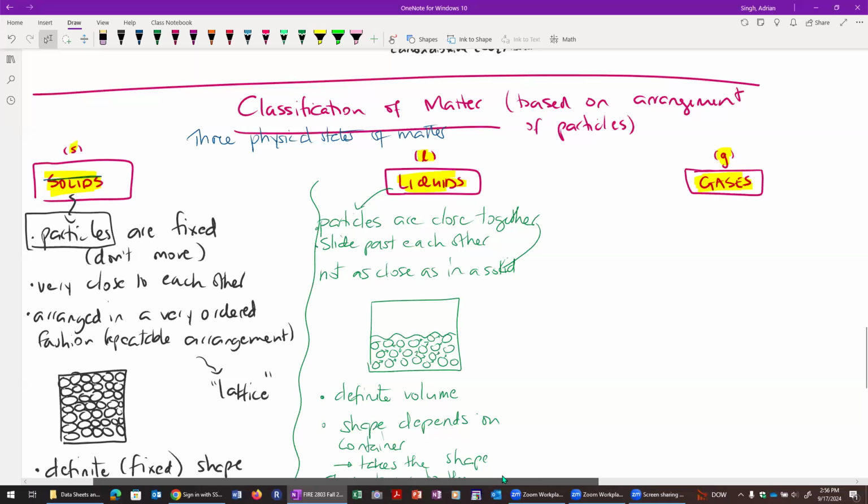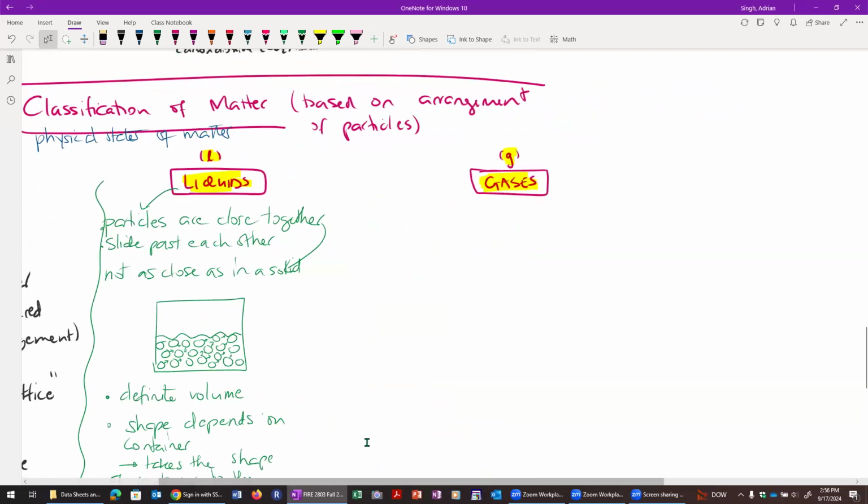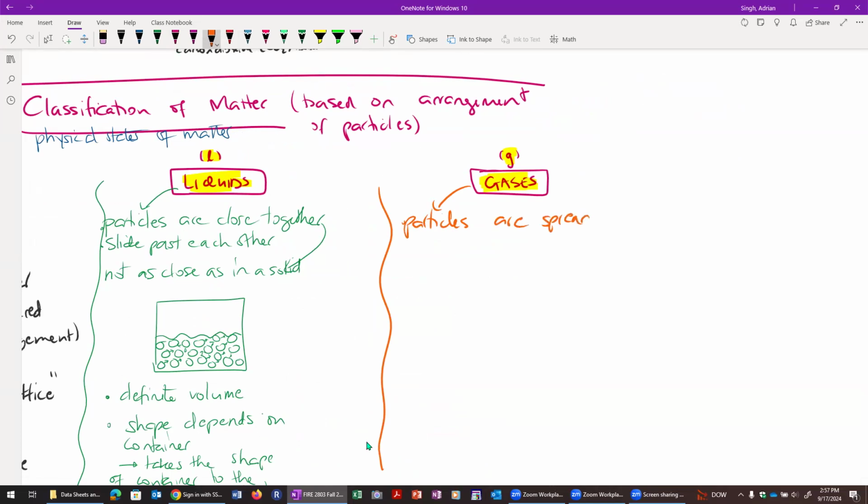All right, and then that brings us to the last physical state, and that is the gases. The particles are sort of on the extreme, so they're definitely not close together. They are more spread out. The particles spread out very far.